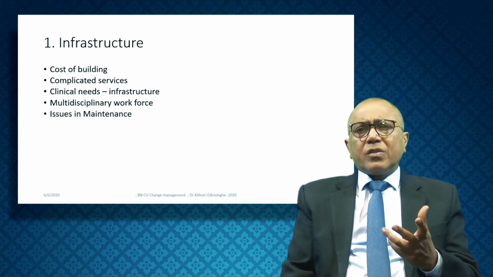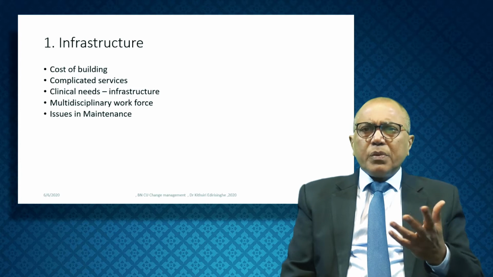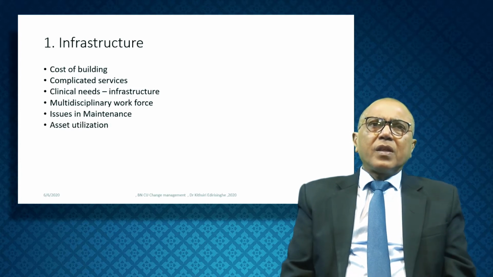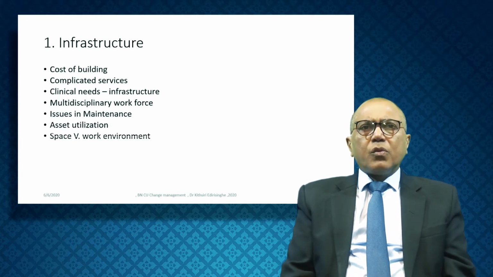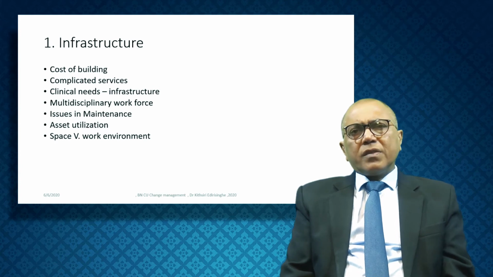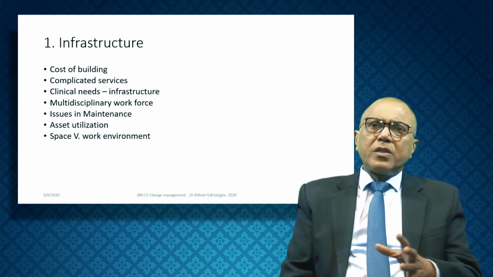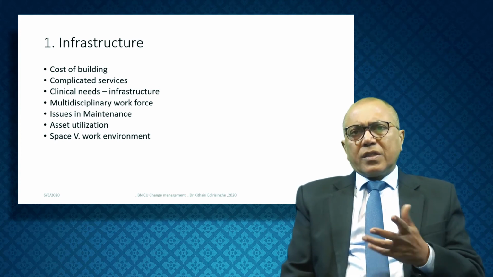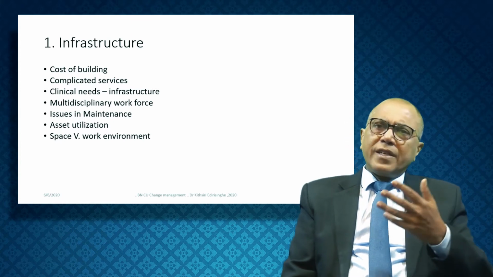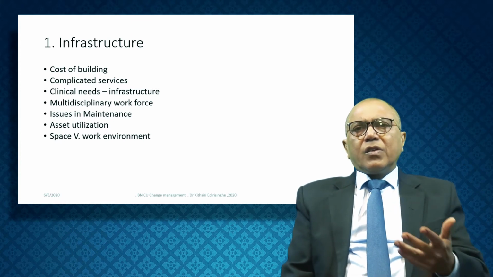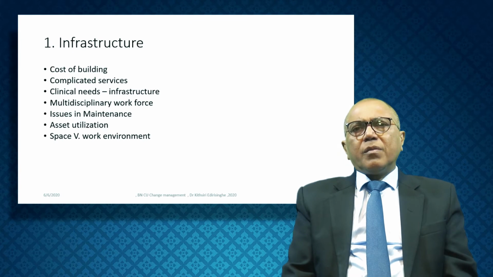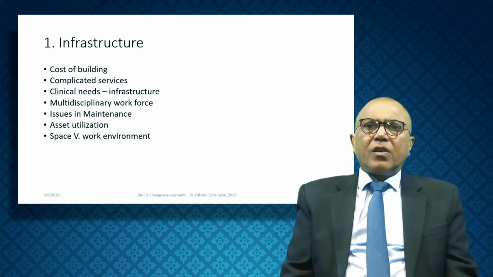Then maintenance. You have to maintain these things, very expensive maintenance, right? And then asset utilization, which I spoke to you about: space versus the work environment. How much space you need in order to do things. Now, for example, COVID has changed the whole world differently. We don't know whether we can run hospitals the same way anymore because of distancing and all that.